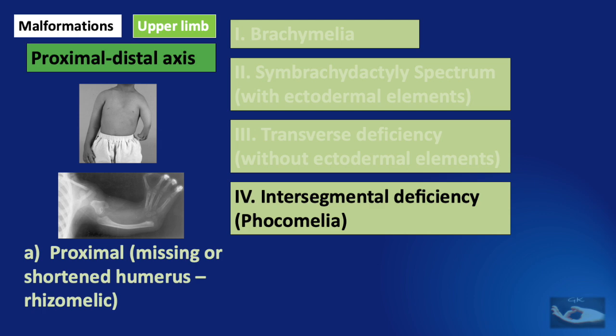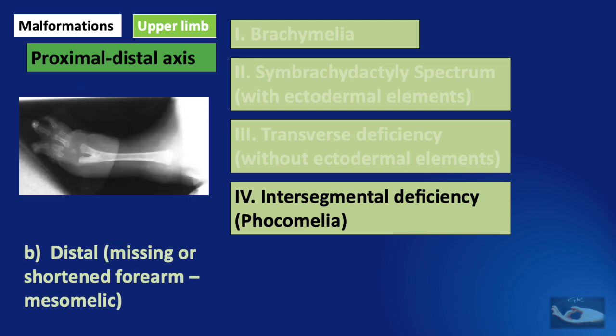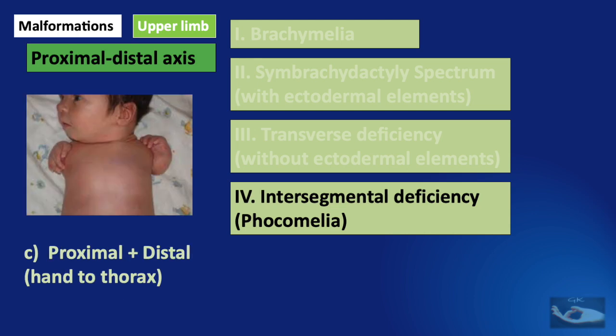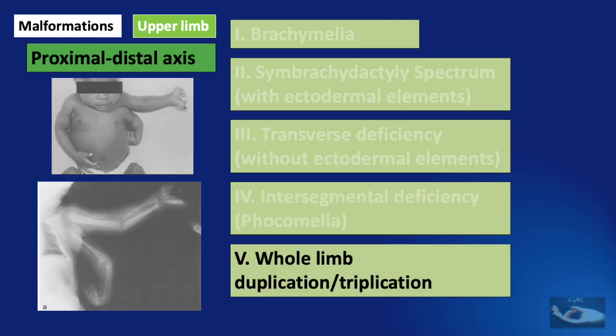This could be proximal phocomelia, that is, a missing or shortened humerus which is said to be rhizomelic. It could be distal phocomelia where there is a missing or shortened forearm which is known as mesomelic, or it could be shortening of both proximal and distal segments where the hand is attached to the thorax. The final category is whole limb duplication or triplication, which is a rare occurrence.